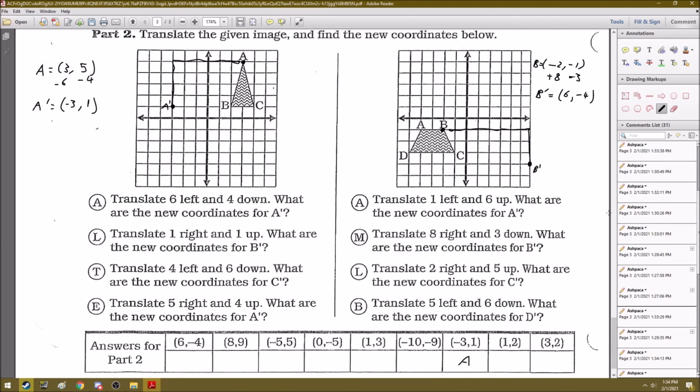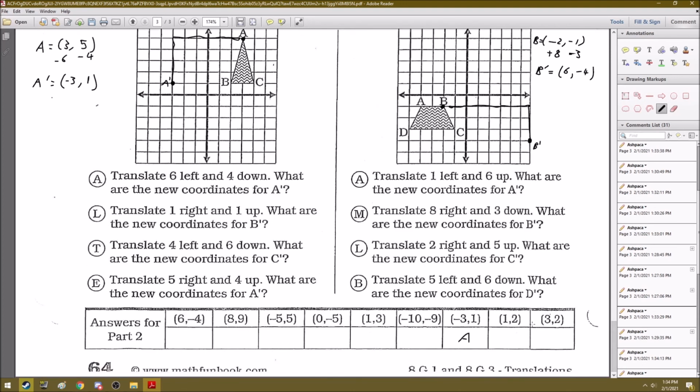So then you want to finally come down to the bottom here, find 6, -4, right here, and write in the letter of the problem we were doing, which was M.